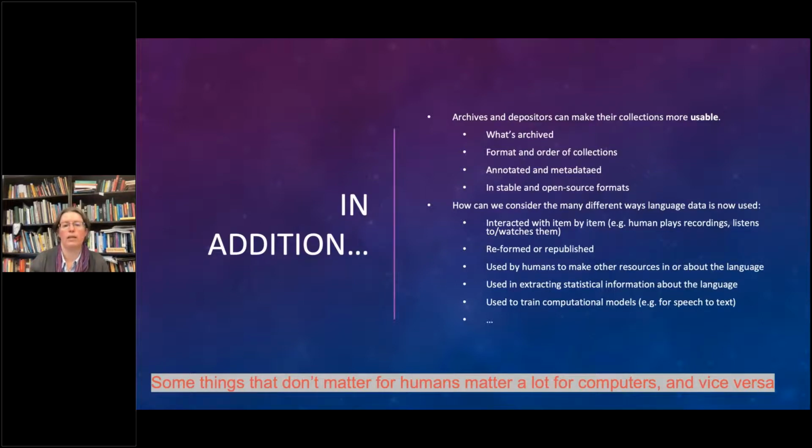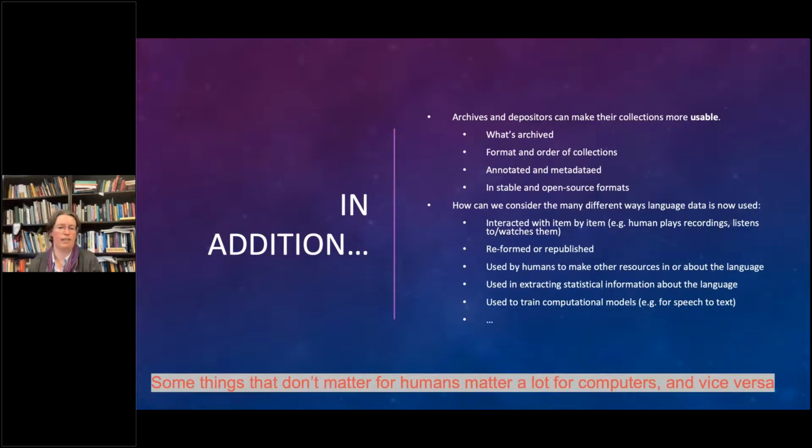Related to this is how we can consider the many different ways in which language data and language collections in archives are now used. For example, they can be interacted with item by item, such as humans playing recordings, listening to or viewing recordings for specific reasons. Or these materials could be reformed or republished, for example, as a set of narratives being published as an oral history collection. These materials could be used by humans to make other resources in or about the language, such as drawing examples from field notes or recordings of narratives or conversation to make pedagogical materials.